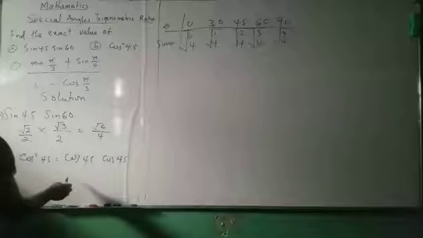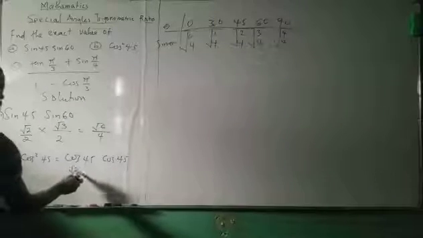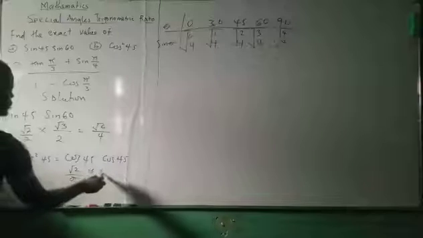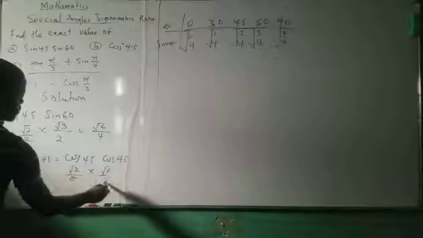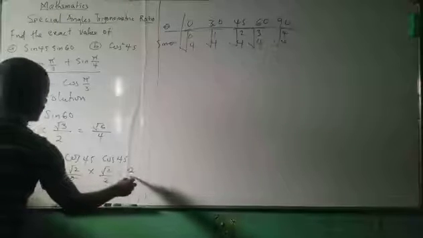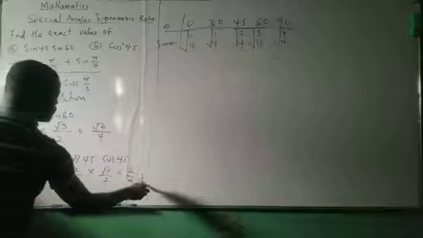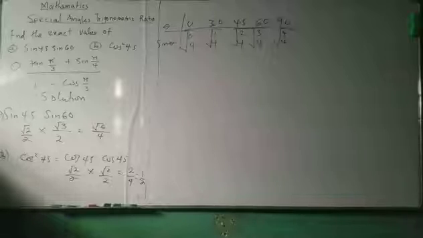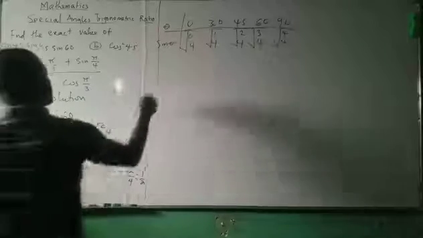Now, I have these, and 45. Sine 45 will be equal to root of 2 all over 2 multiplied by root of 2 all over 2. Now, root of 2 multiplied by root of 2 will be 2 all over 4, which is going to be 1 all over 2. Now, the next one you need to work on, number 3.